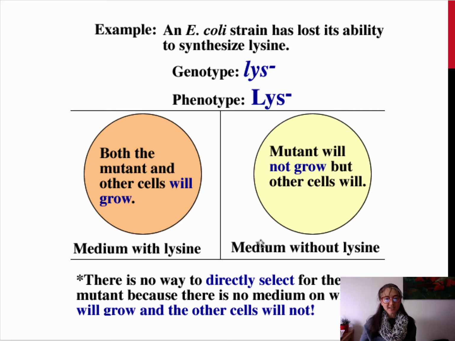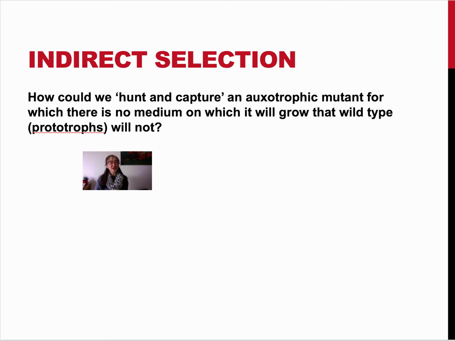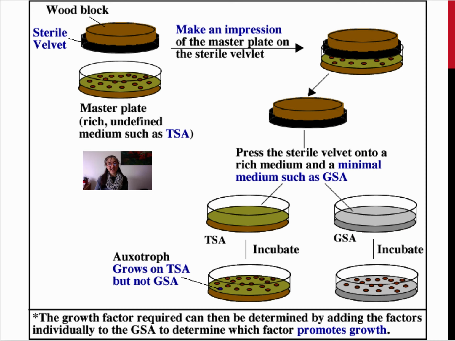So how do we do this? Well, we get tricky. We do indirect selection. So in order to hunt and capture an auxotrophic mutant, we have to actually look for its absence. But how do we look for its absence and still grab it and still get a colony of it? Well, here's how we go about it. We do something called replica plating.